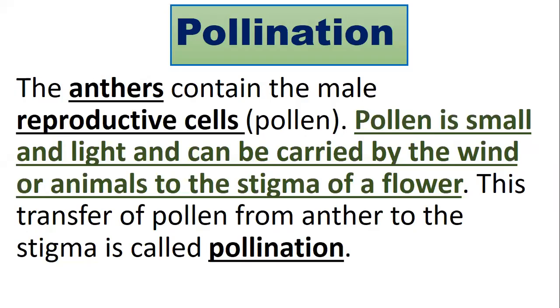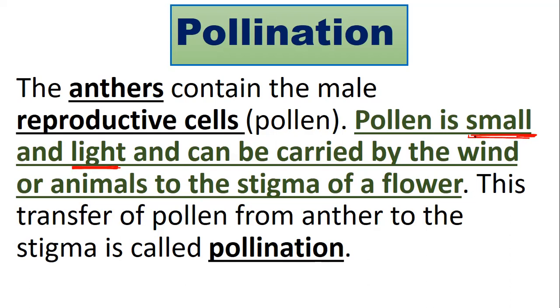Okay, here. The anthers contain the male reproductive cells, which is the pollen or the pollen grain. Again, anther contain the male reproductive cells. Pollen is small. What do you mean by small? And light. What is light?